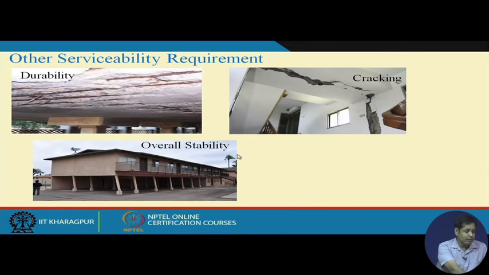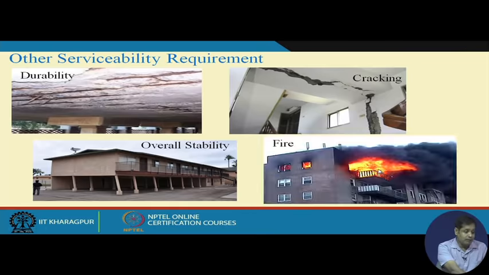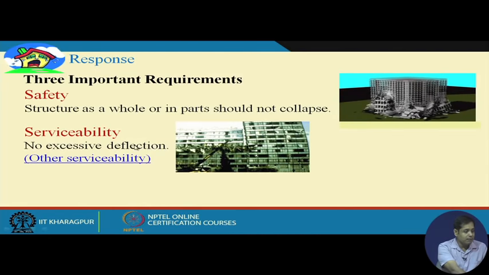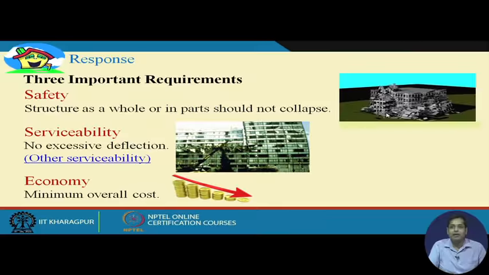Again, overall stability of the structure: the structure has not collapsed, but it is not stable. Fire resistance is also another serviceability requirement. But in this course, we will not consider durability, cracking and these other serviceability requirements. We will concentrate on the serviceability related to deflection. And last but not least is economy. You want your structure to be economical. So essentially, the design of a structure is an optimization where we come up with a design which is safe, serviceable and economical as well.